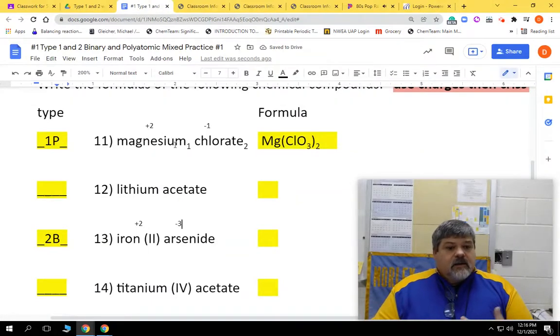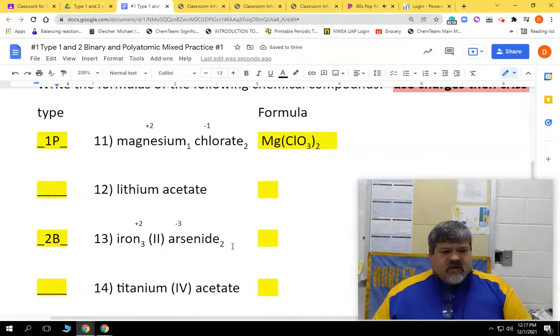Okay, now we have our charges in place. They do not cancel each other out, so we're going to, again, crisscross. And so I'm going to put a 3 right here. And then this 2 is going to come over here and go right down there. And then I always ask myself this question, and I didn't do it on the one before: can I reduce? No, I can't reduce. We're going to leave it there.